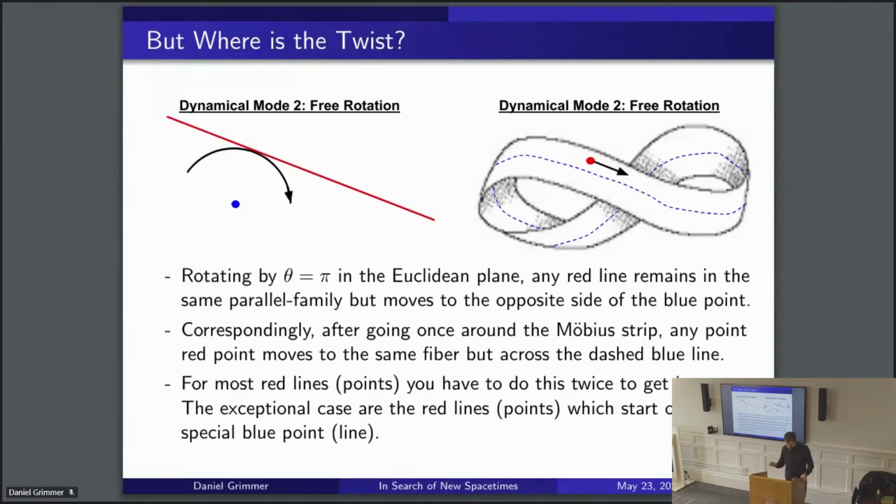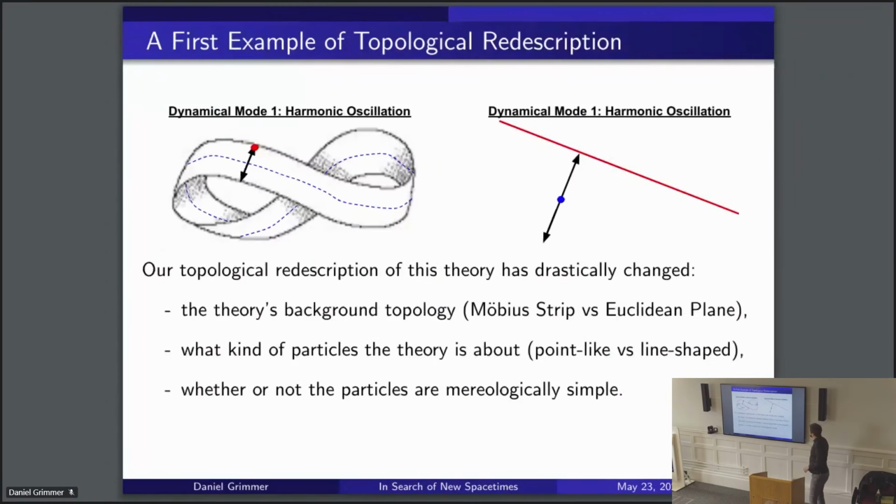Right, so we have this interesting example of a topological redescription. The reason I'm showing this one is partly, as we'll get to later, because it's completely non-algebraic. There's no algebra going on here. But what we've done is redescribe this theory in such a way that its background topology is completely changed. It was on the Mobius strip, now it's on the plane. The kinds of particles it's about has completely changed. It was about point-like particles, now it's about line-shaped particles.